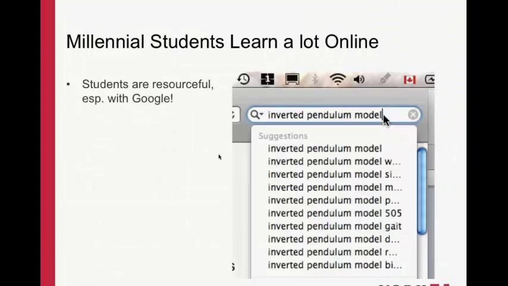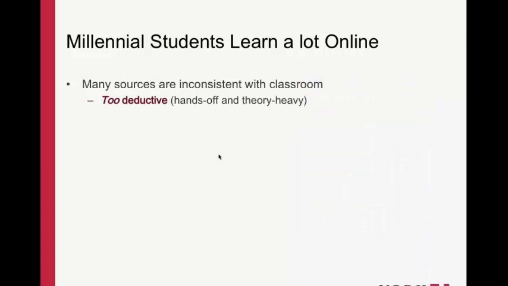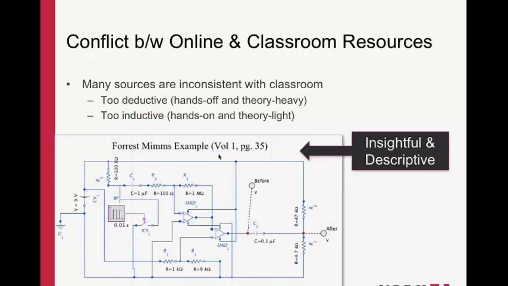Okay, so let's get into some specifics in a second here. But basically, the other thing that we need to talk about is the fact that a lot of students now are using online resources like Google to explore on their own the topics that they want to talk about in engineering and science. The problem is that a lot of these online resources are inconsistent with either the teaching approach or the teaching material that we see in class. They're either too deductive or too inductive. They're either hands-off and theory-heavy or hands-on and theory-light.